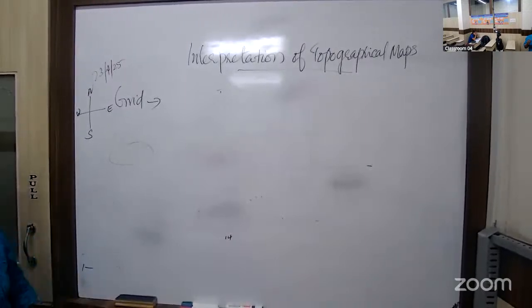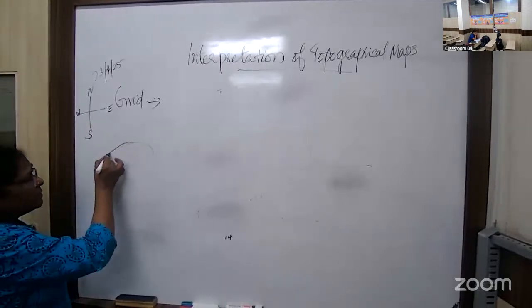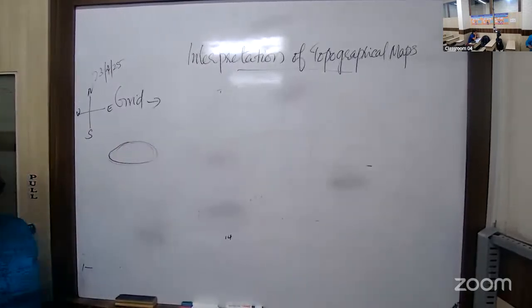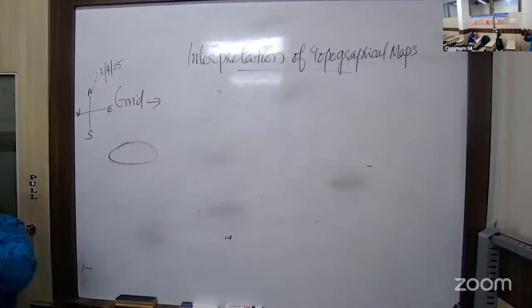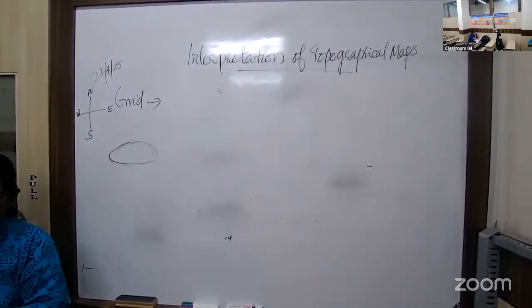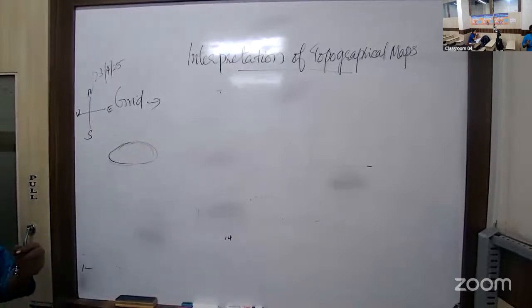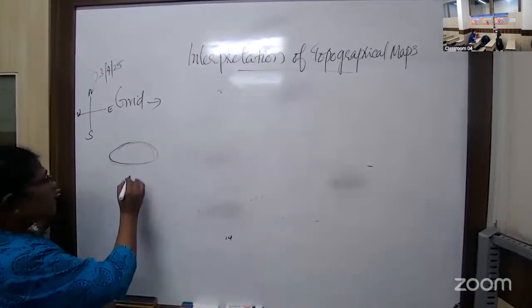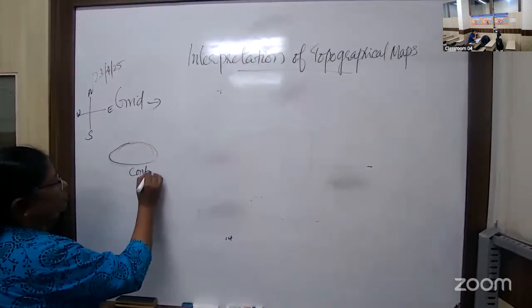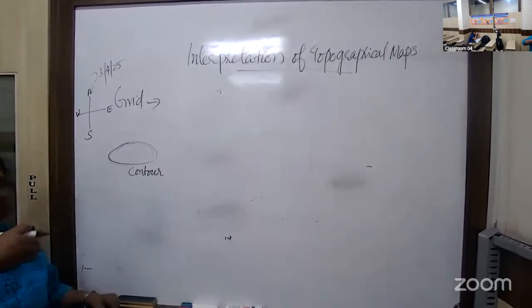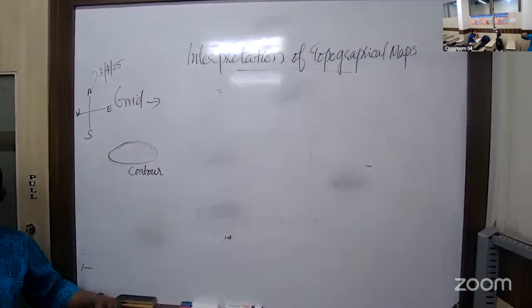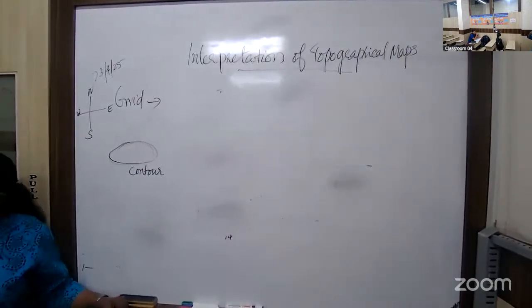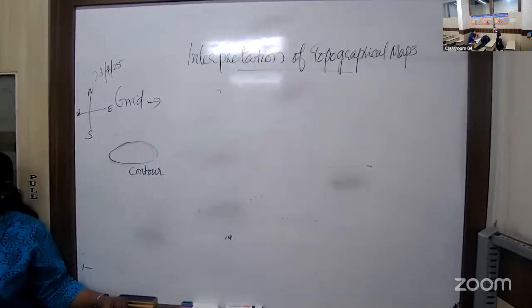With the help of these imaginary lines, we can identify what type of landform it is. So the first type of imaginary line is what? It is the contour. Contour means it is a circular line. Understood? It is circular lines which have the same height.